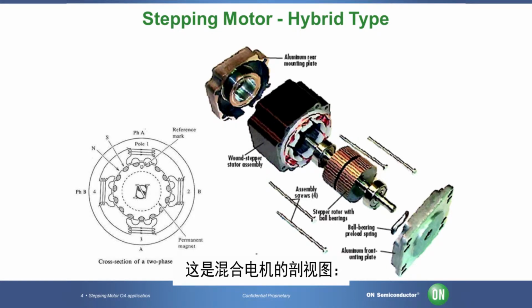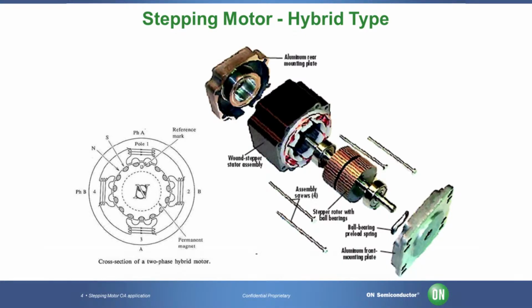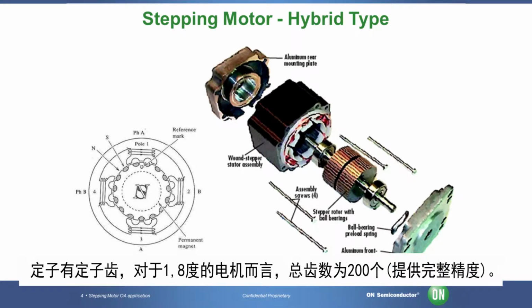Let me show you an example of a stepper motor using a hybrid type. Here is an exposed view of a hybrid motor. The stator housing is laminated to reduce the eddy currents and holds the stator poles with windings. The poles have teeth, 200 in total for one complete revolution, for a 1.8-degree motor.